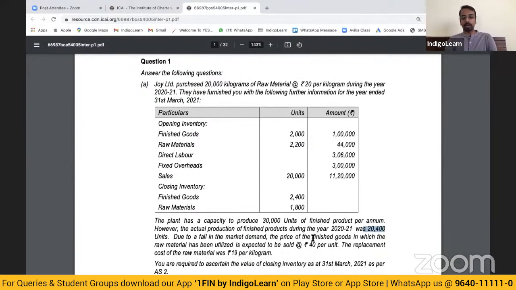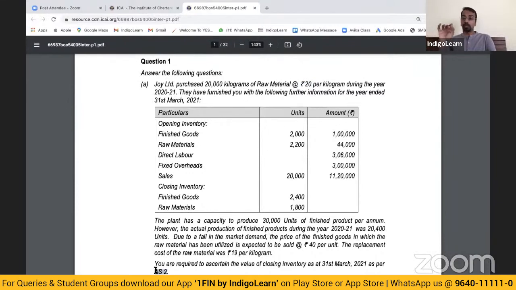Due to fall in market demand, the price of the finished goods in which the raw material has been utilized is expected to be sold at 40. Here, 20,000 units are being sold at 11,20,000, which comes to about 55 or something. Because of the fall in market demand, now it will be sold only at 40, and the replacement cost of raw material was 19 per kilogram. When we purchased, it was 20 per kilogram. Now it is 19. You are required to ascertain the value of closing inventory as on 31st of March as per AS 2.